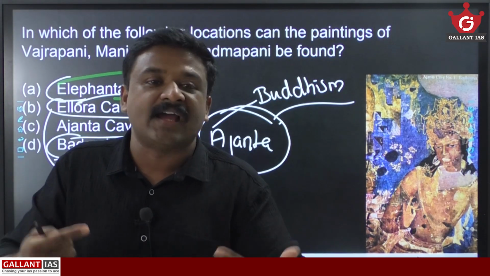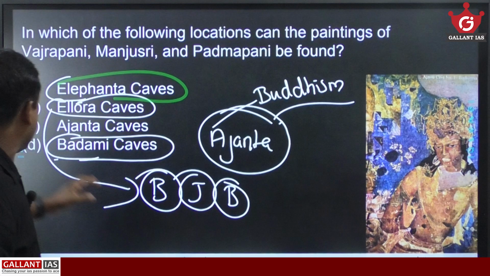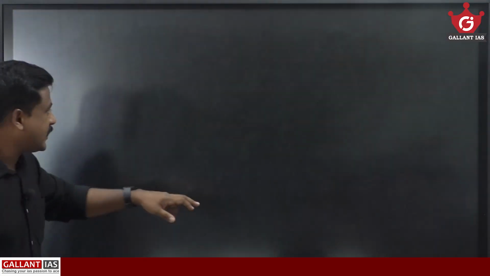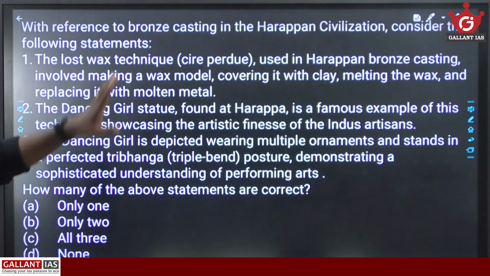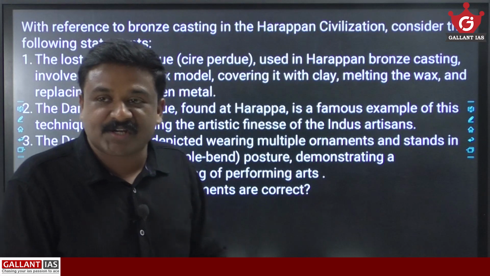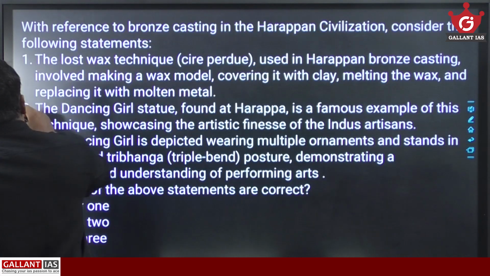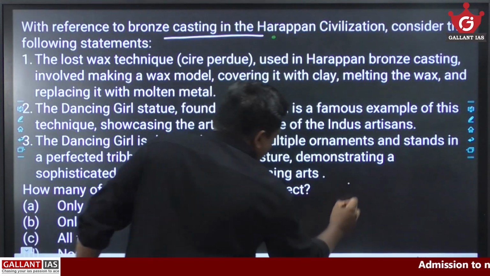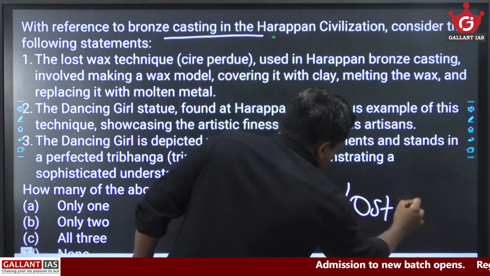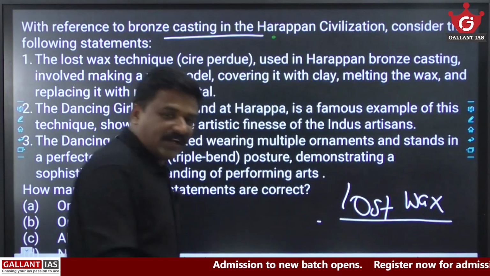Several times UPSC asked questions from this area. Yes, again, moving on to another question. With reference to bronze casting in Harappan civilization. See, this is bronze casting. Lost wax technique, you remember? Lost wax technique. What is that lost wax technique?